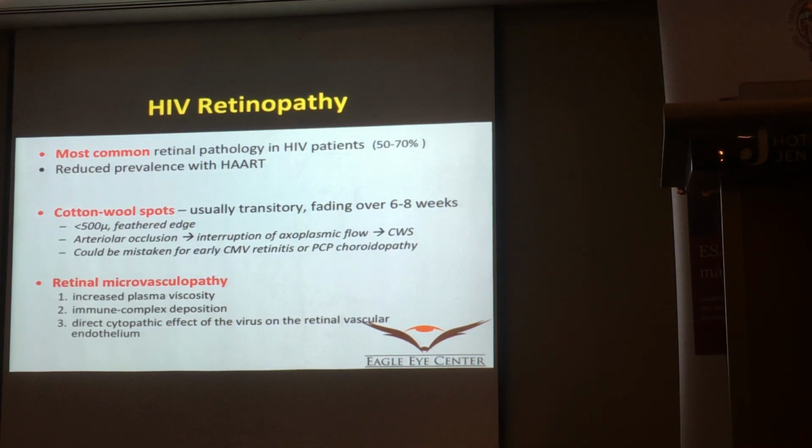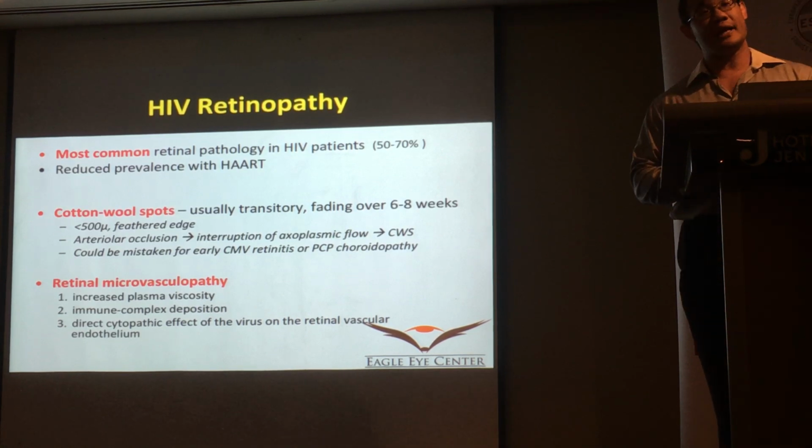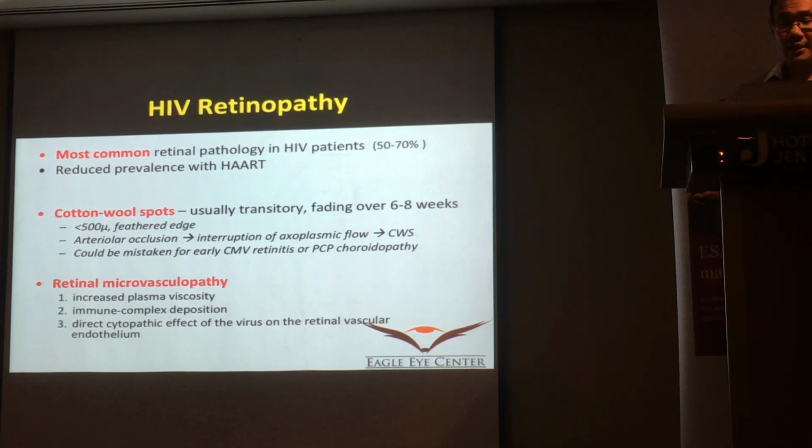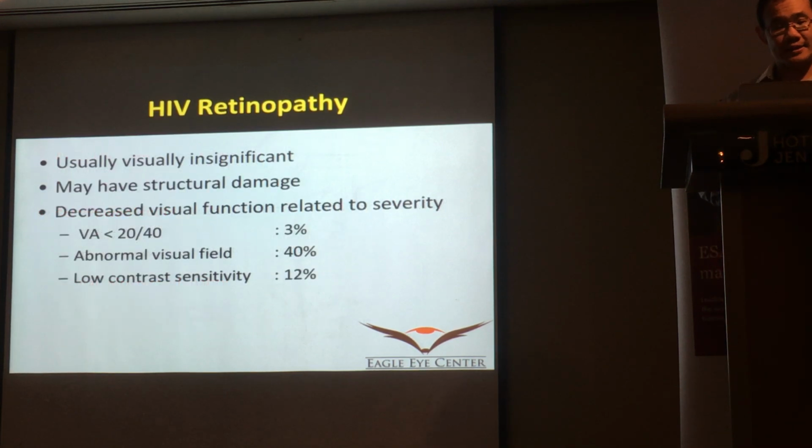Tiny little things, and they are still cotton wool spots, so they actually represent arteriolar occlusions, an interruption of axoplasmic flow, pretty much like the cotton wool spots you see in, say, diabetic retinopathy. Sometimes, if you look at it, you're not quite sure, they can actually mimic very early CMV retinitis or PCP retinopathy. So this is what HIV retinopathy is. Usually visually insignificant, but still may have some structural damage, especially of course if it occurs right in the center of your foveal macular area.